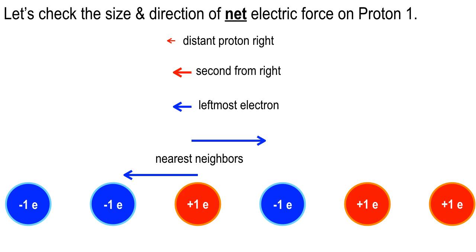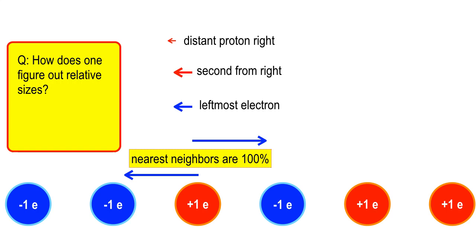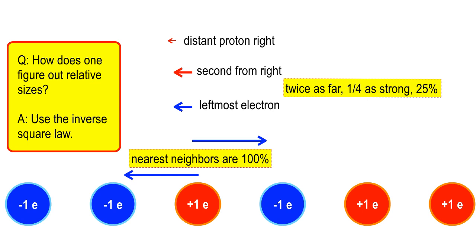All right. So relative sizes. These ones are 100%, or as I said, 360 newtons, for example. And the inverse square law, 1 over r squared, the denominator of the Coulomb interaction, tells you everything else. So these two, they're twice as far, so they're 1/4 as strong, i.e. 25%. Whatever your nearest neighbor interaction is, if I told you the nearest neighbor is 120, then you'd go, okay, what's 25% or 1/4 of 120? It's 30 newtons, right? So as long as you know the nearest neighbor interaction, you're golden.